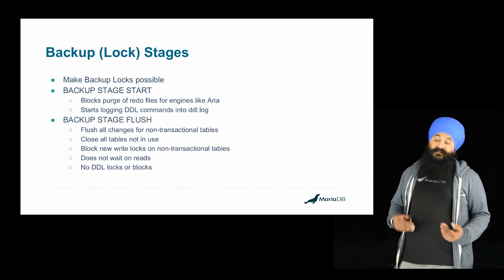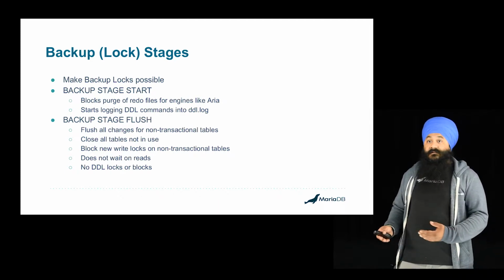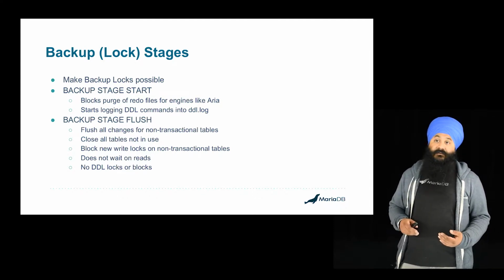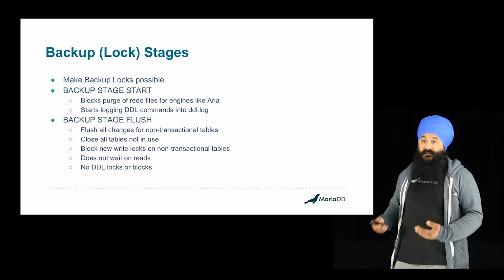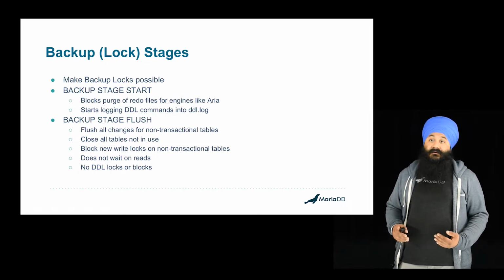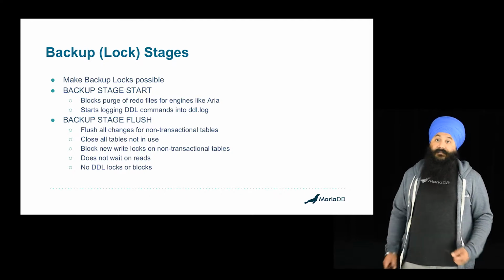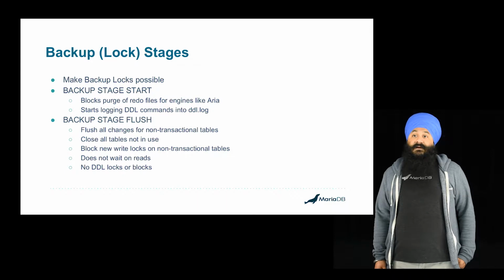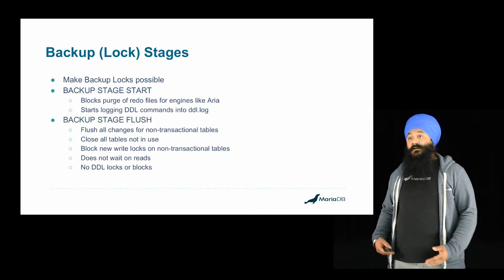So things done by stage flush. It flushes all changes for non-active, non-transactional tables, except for statistics and log tables. It closes tables that aren't being used currently to ensure they're marked as closed for backup. And it blocks all new write locks for all non-transactional tables, except statistics and log tables.